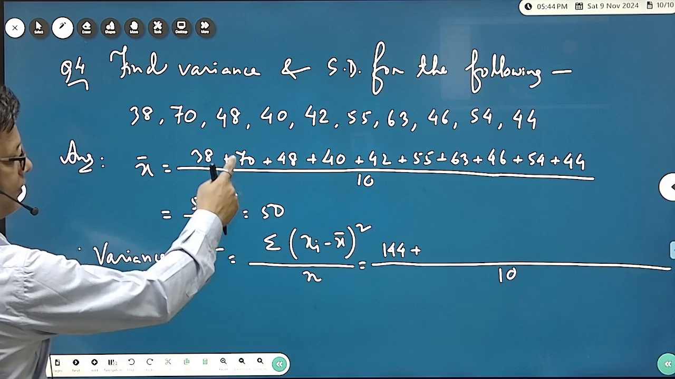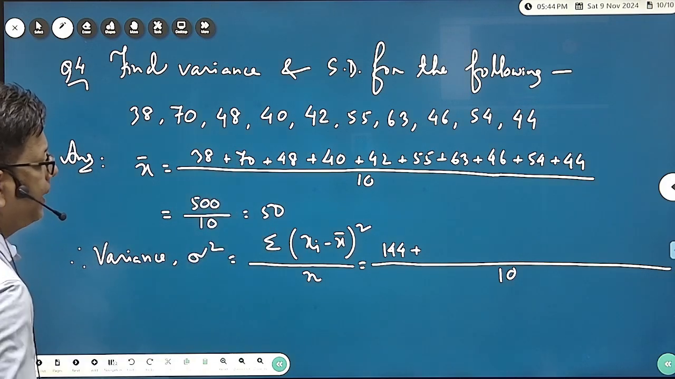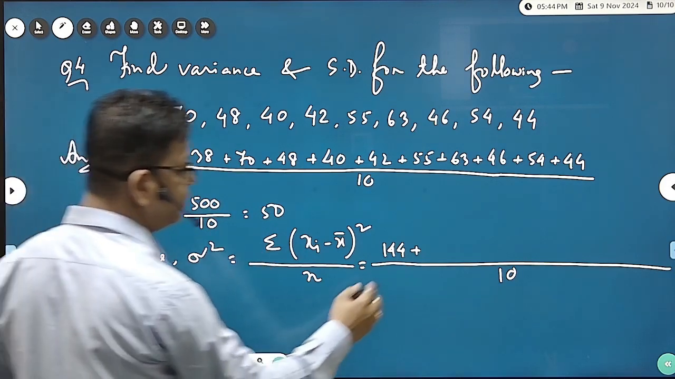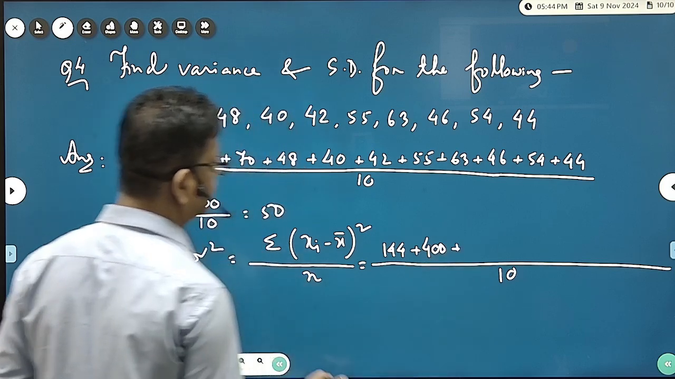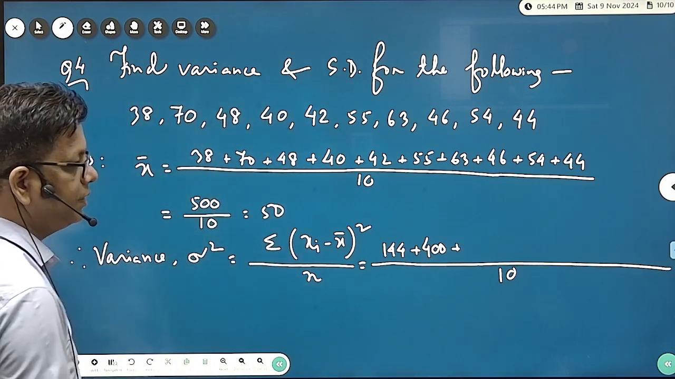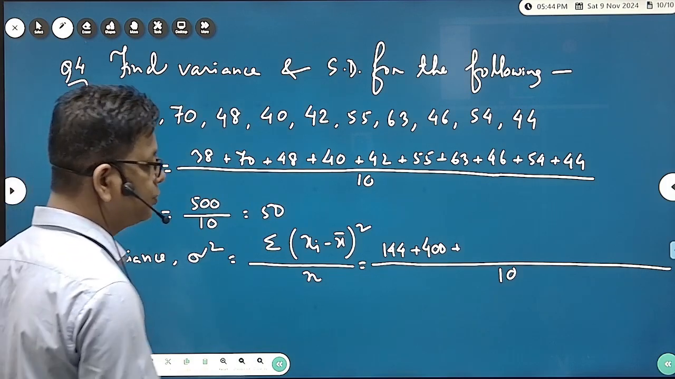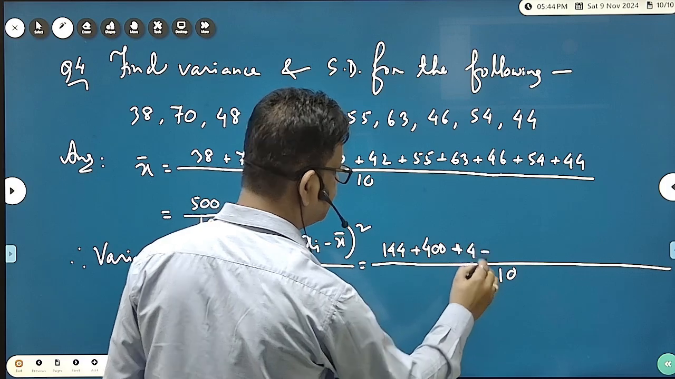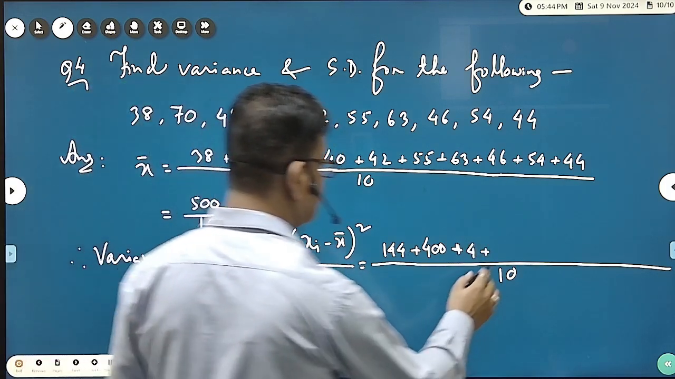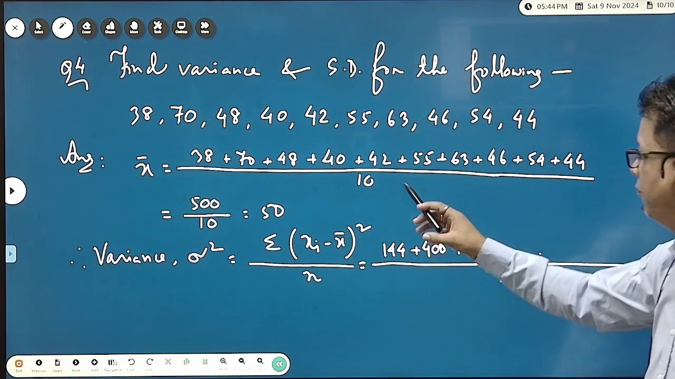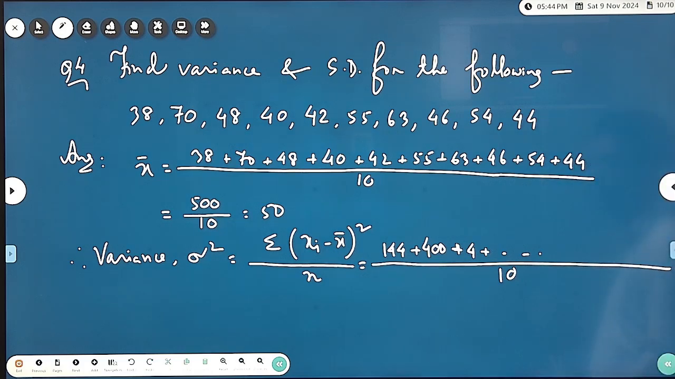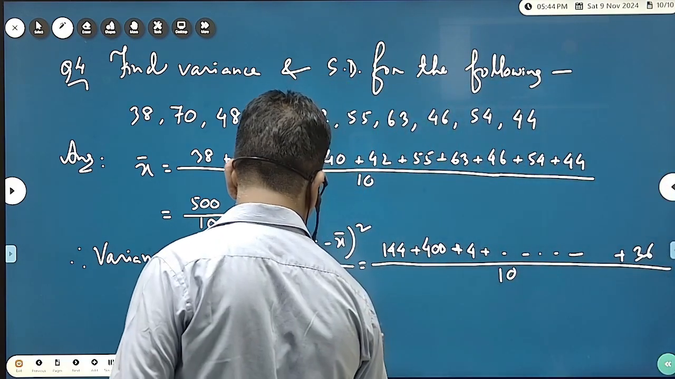Please do 70 minus 50. So 70 minus 50 will be 20, but square, so 20 square is 400. Plus 48 minus 50 will be minus 2, so minus 2 square will be 4. Can you do it? Please find this. 42 minus 50 will be minus 8, minus 8 square will be 64. Please find till the last one and get the number. The last one, 44 minus 50, will be minus 6. Minus 6 square is 36. Get a number and let me know the total.